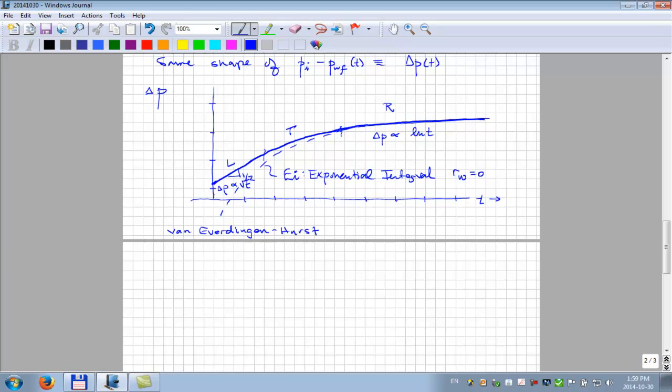So why do I say it's the same shape? Well, it ends up as the same shape. This is the mathematics of it, okay? The shape will always look like this. Now, what I'm going to do is I'm going to take a couple of example fields. I'm going to take Oklahoma City.